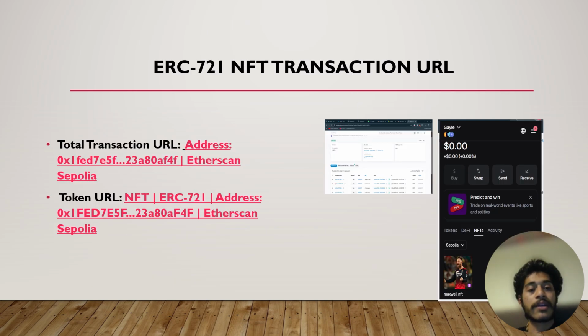In the ERC721 NFT transaction, I have given the transaction approval URL over here. First, the transaction URL as well as the token URL. You can see the second picture over here. You can see the photo that is used for the JSON.